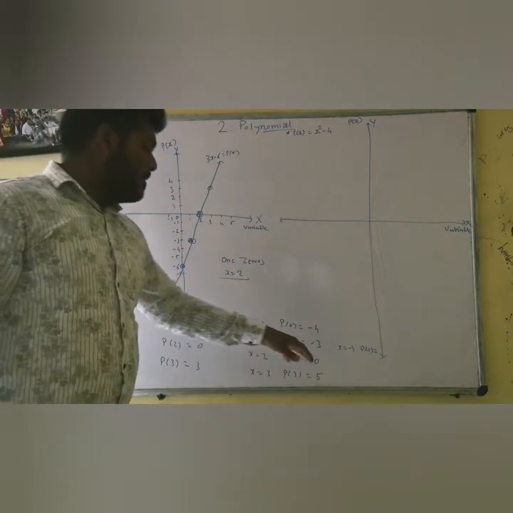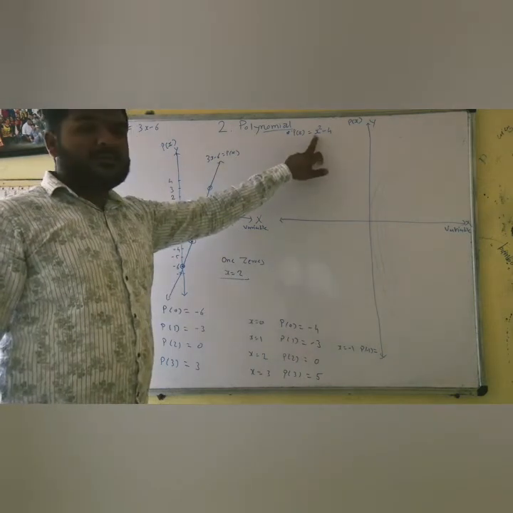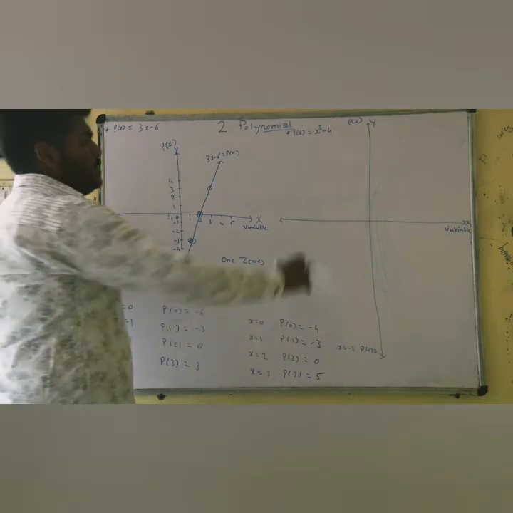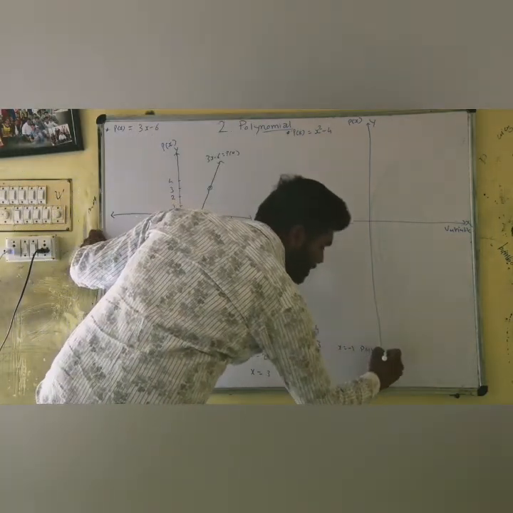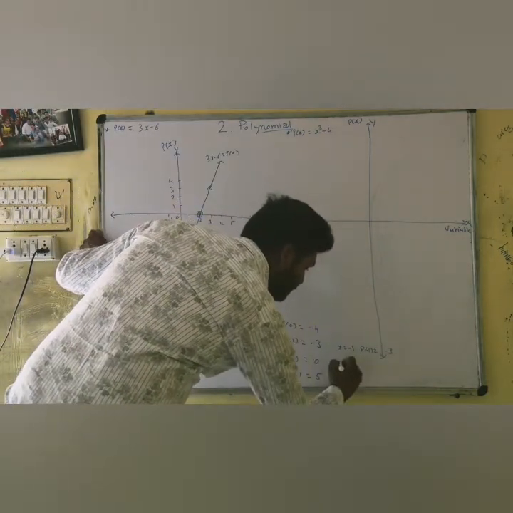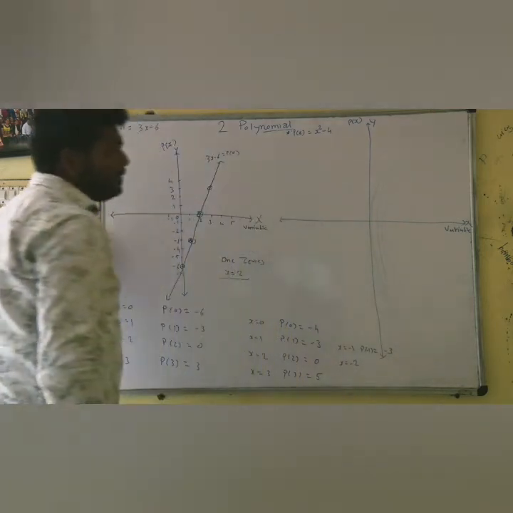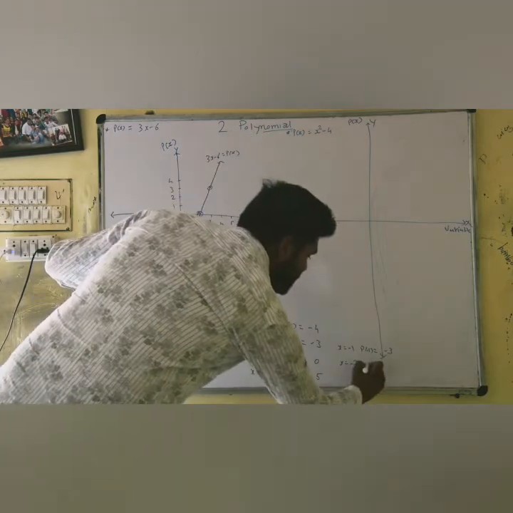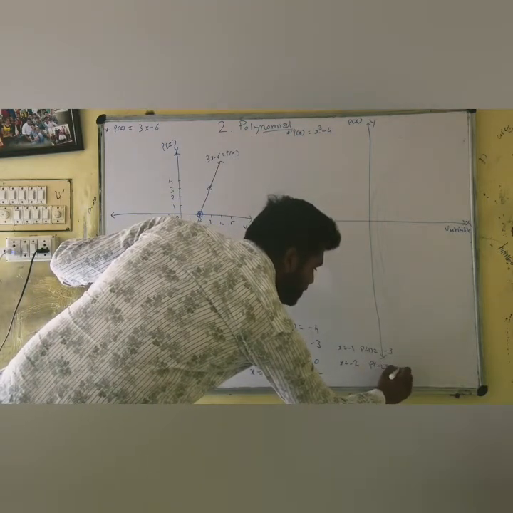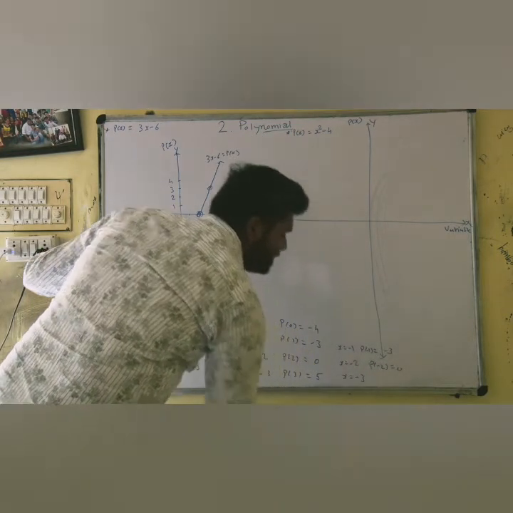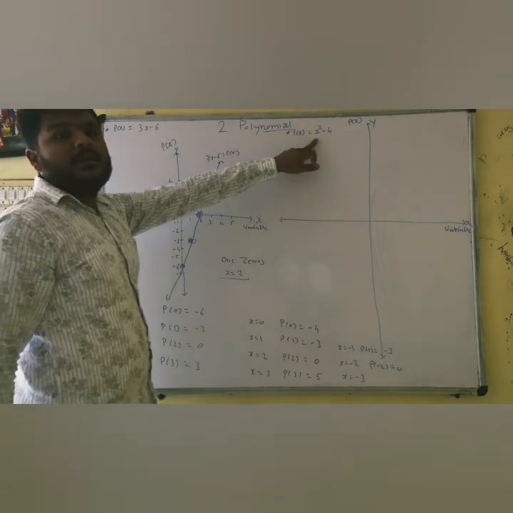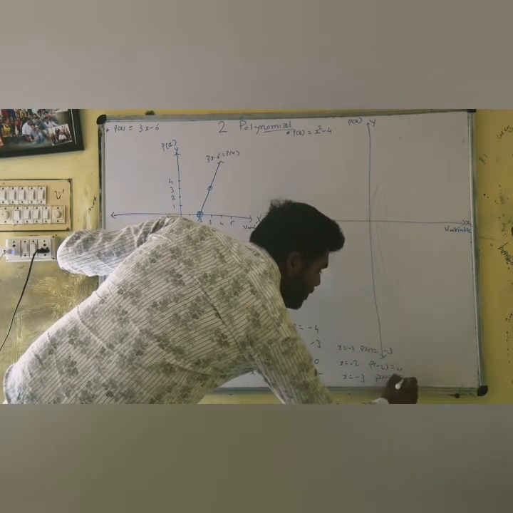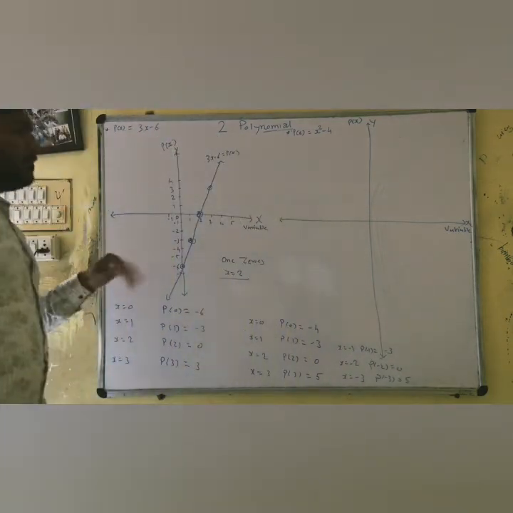When x equals minus 1, what are we getting for p of minus 1? Minus 1 square, the square of a negative number, will be positive. So minus 1 square is 1, 1 minus 4, minus 3. If you take x equals minus 2, then the square of minus 2 is 4. 4 minus 4, 0. So p of minus 2 equals 0. And x equals minus 3, then the square of minus 3 is 9. 9 minus 4, 5.